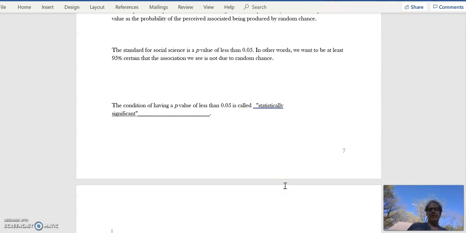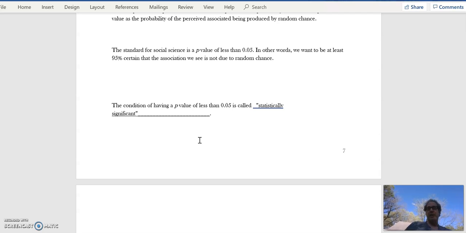So this condition of having a p-value of less than 0.05 is called being statistically significant. And it's important to remember that being statistically significant does not necessarily mean that the effect of your independent variable on your dependent variable is large. It just means it's non-random. So this is sometimes a little bit confusing to students because the word significant, to most of us, means something that's important or big or major. But in this particular case, statistically significant doesn't mean big or important or major.